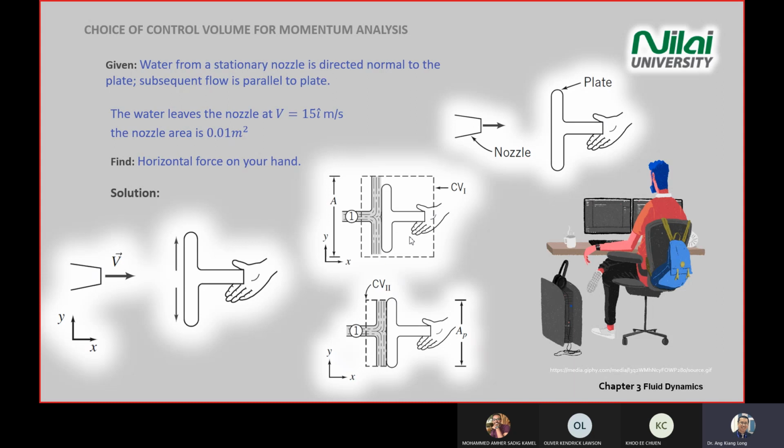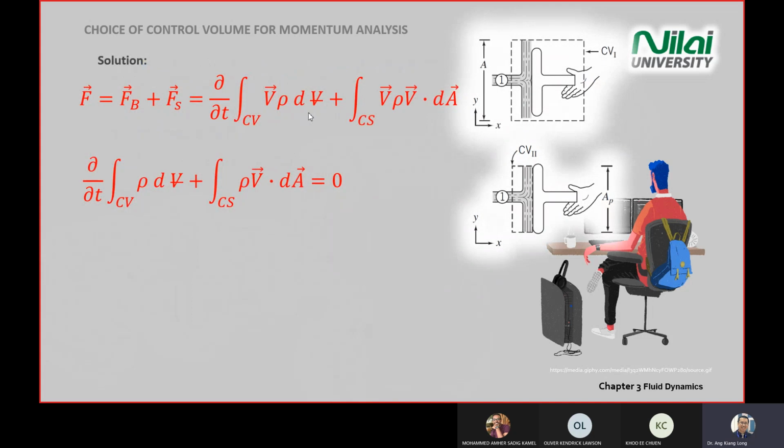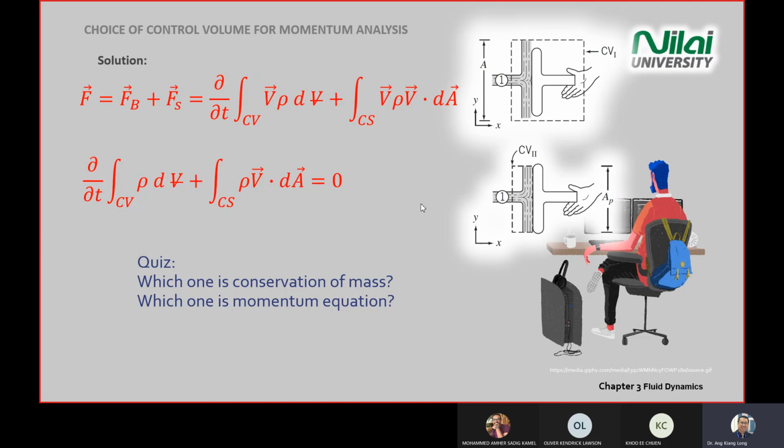All right, so we look at the first control volume first, and then we look at the second one. In order to solve this kind of question, we need to use two equations, a combination of what we learned in the continuity equation, which is your m dot, the mass flow equation, and the one that we just learned, the momentum equation, like what you see on the screen here. You need to know how to identify them: which one is conservation of mass, which one is the momentum equation.